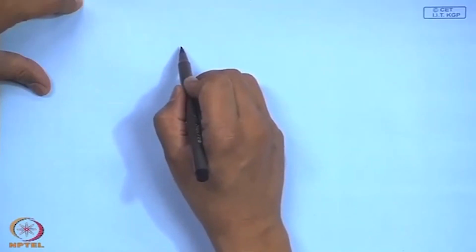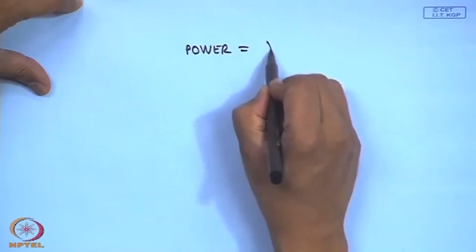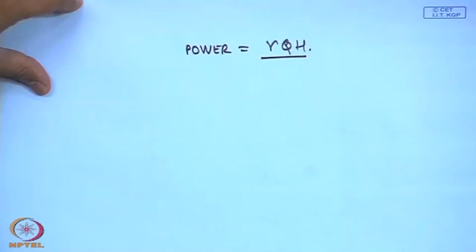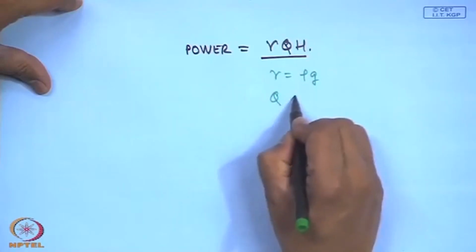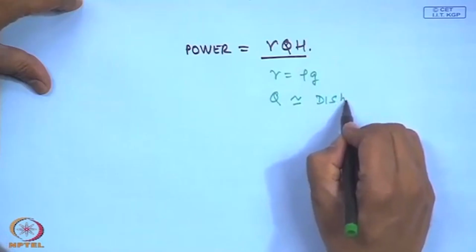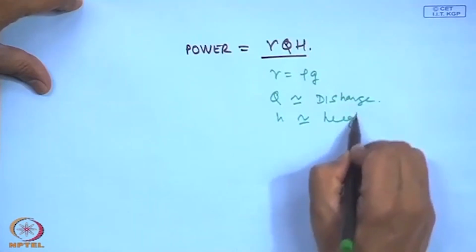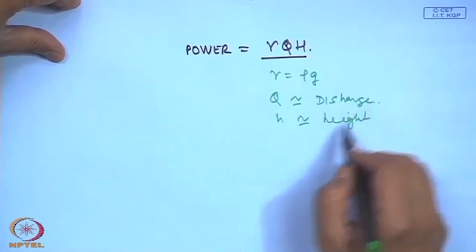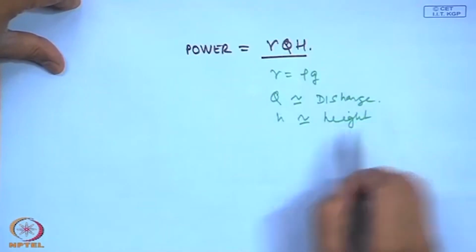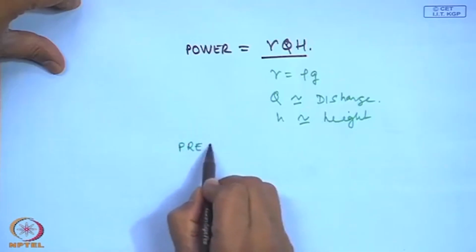So, the pump capacity, the power of the pump, is gamma q h, wherein gamma is nothing but rho g, q is the discharge rate and h is the height through which this fluid is to be pumped up. And this is a requirement, because I need to develop a certain pressure head in a pump, so that it can flow. A pressure head is required in the pump.